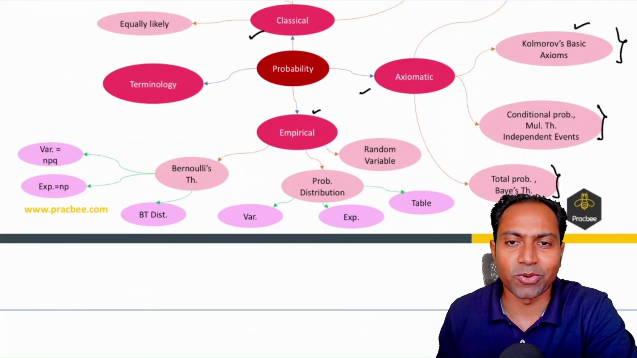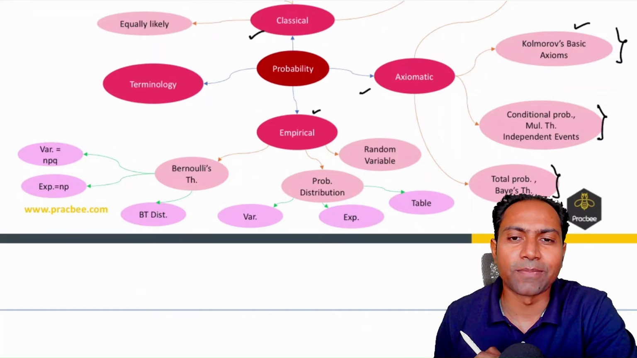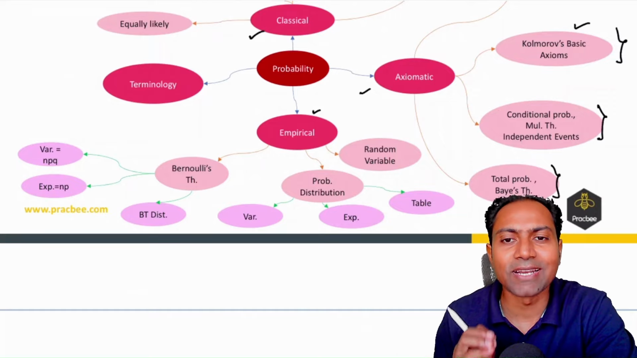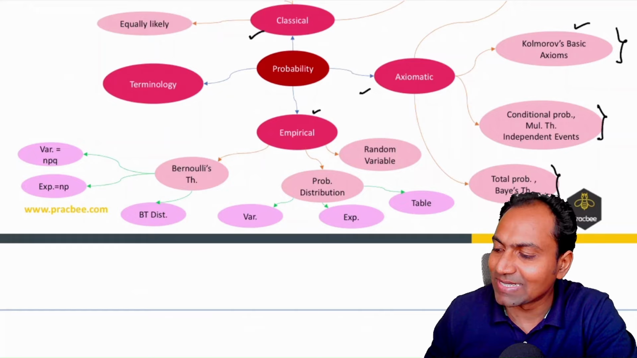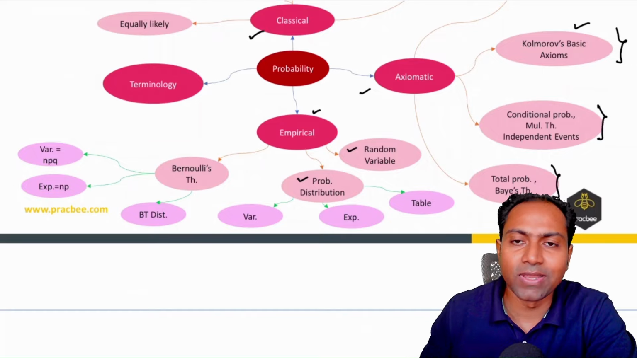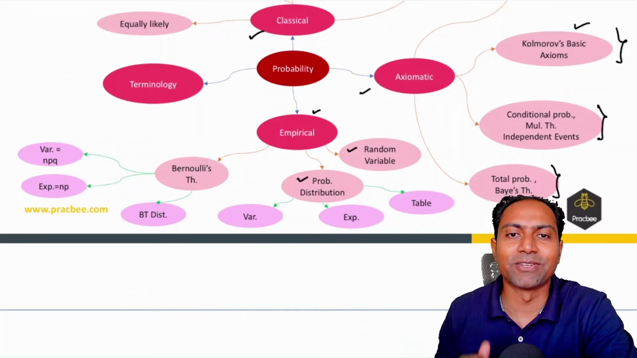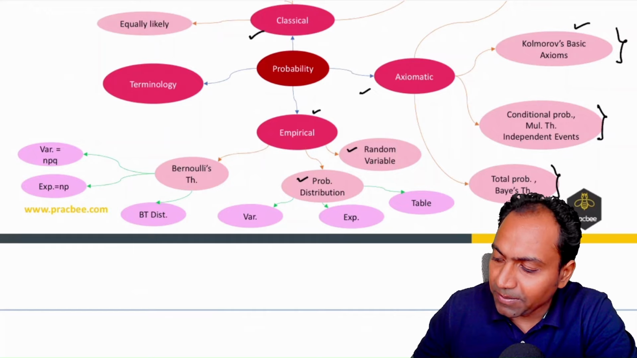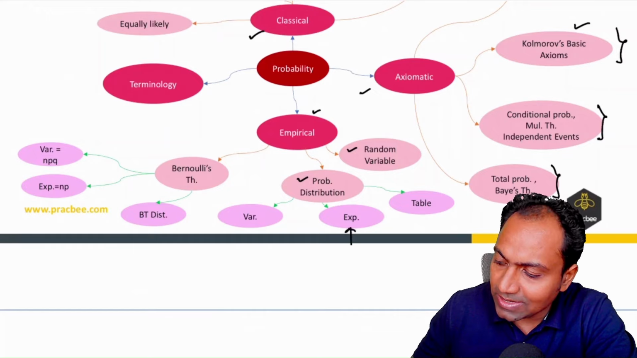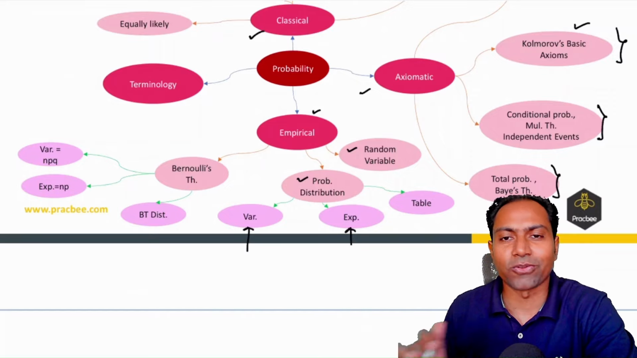Then comes again a very important part of this chapter, that is statistical probability, and that consists of 2 major parts. The first is the concept of probability distribution and random variable. So we understand what is a random variable, we move towards measuring its probability distribution, and therein we come up with the concept of expectancy or mean and variance. These 2 ideas, and on this they have asked a lot of questions.